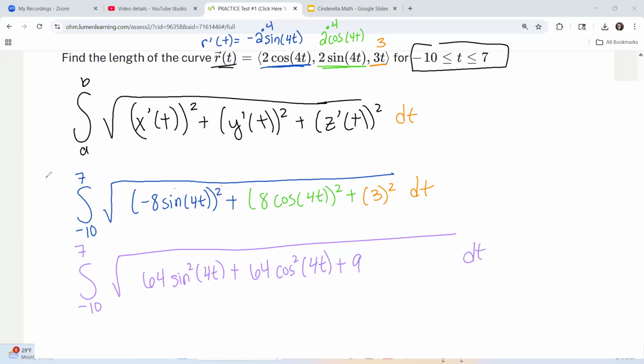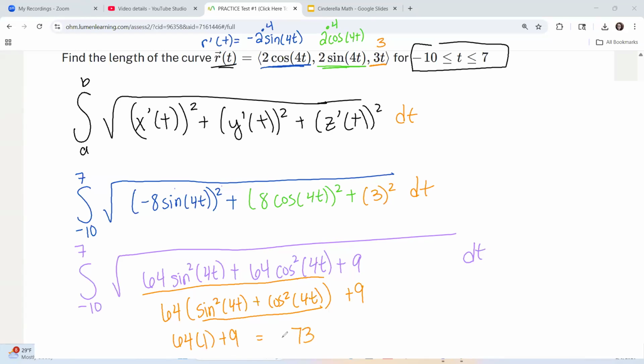Okay. Just looking at the first two pieces. Pull out the 64. That would leave you sine squared of 4t plus cos squared of 4t, and then you still have plus 9. Sine squared plus cos squared is 1. That is a trig identity, a Pythagorean identity we should know from prior years' courses. So this is now 64 times 1 plus 9, which would be 73. Still under the root, still dt.